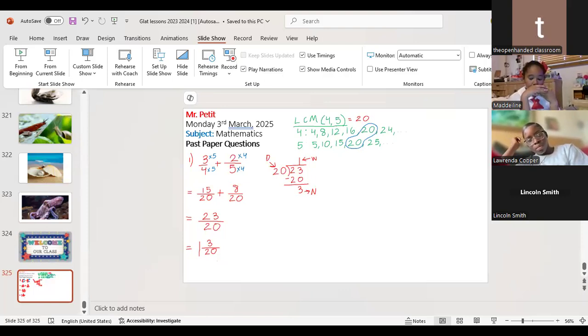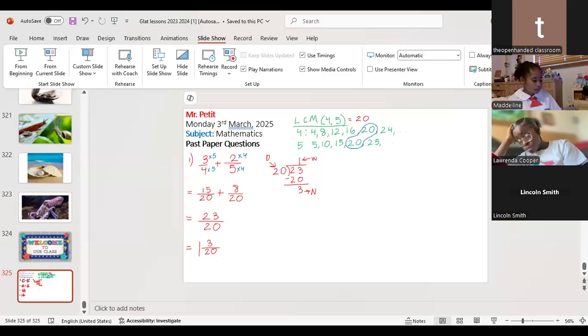And 5 times 4 is 20, whatever goes to the bottom goes to the top. And so we change the whole fraction. Now 3 over 4 turns into 15 over 20, and 2 over 5 turns into 8 over 20. Then we add the numerators, then we keep denominators the same, and we got 23 over 20.